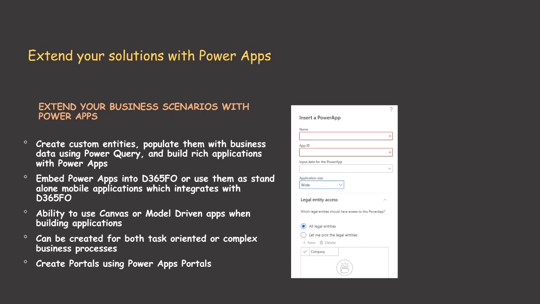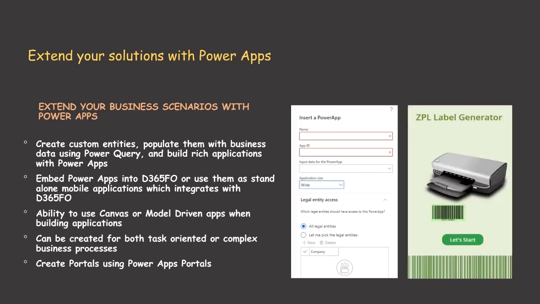And this is how you can insert the Power App if you see the image. So you have to give a name, and the app ID you have to copy from the Power Apps. And then you can give an input data for the Power App if you want to filter by the input, and you can also decide whether the application will be wide or not. So that's up to you. And this is the kind of example that we can give. It's a PL label generator. Later on, I'll come to that example in the BC. And this one we can do from the F&O as well as BC, the same kind of example.